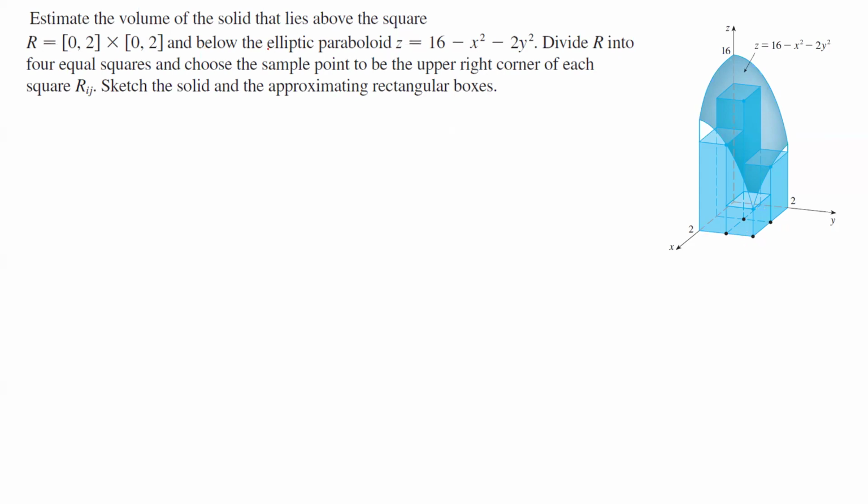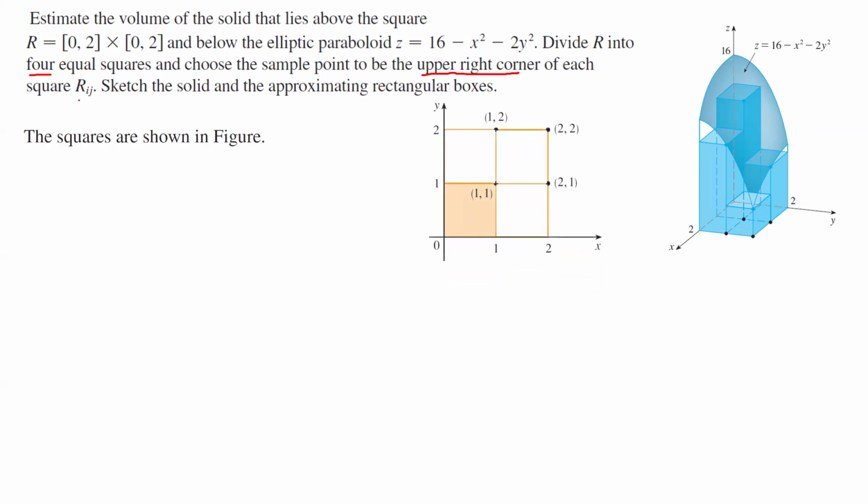On top of it, you have the elliptic paraboloid z, which is 16 minus x squared minus 2y squared. The question asks us to divide R into 4 equal squares and choose the sample point to be the upper right corner of each square R sub ij. So the squares are shown in the figure. Again, we are taking this little base, and as the question said, we're going to divide this up into 4 equal squares.